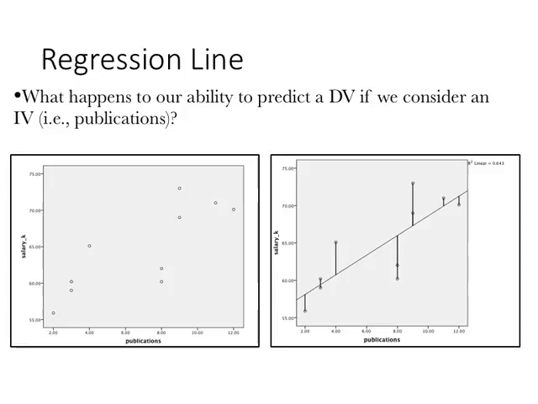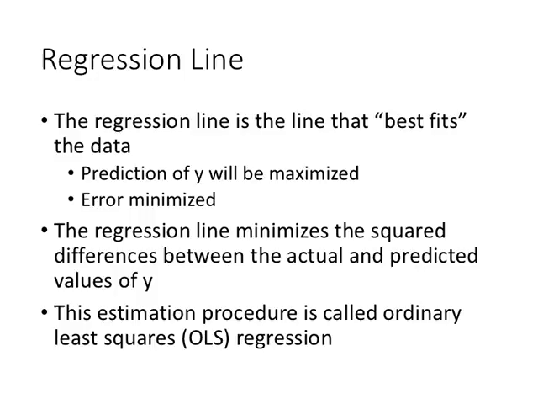So at one level of intuition, you should think about regression as a procedure that finds the line that best fits your data. It best fits the data, and our prediction of y is maximized, which does not in any way mean that it's perfect. It just means that given that independent variable, you cannot do any better than the regression line that is picked out. Our ability to predict is maximized and error is minimized. And the regression line, and this is the more specific part, minimizes the squared differences between the actual and the predicted values of y. I'll show you that in just a minute.